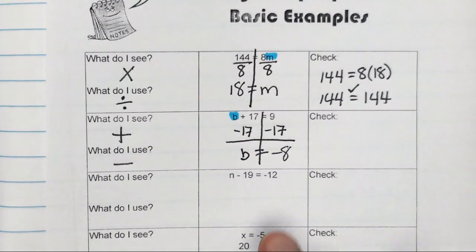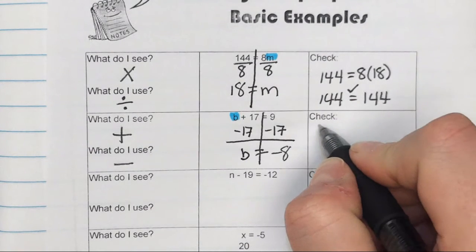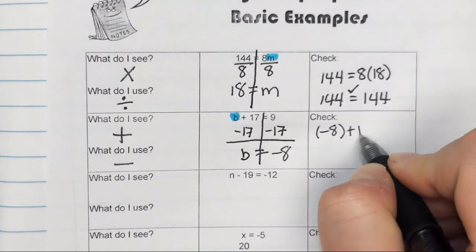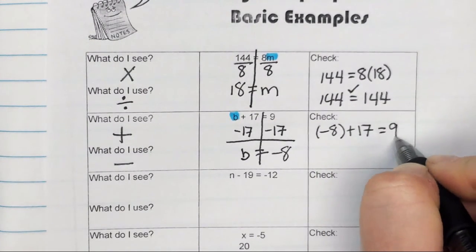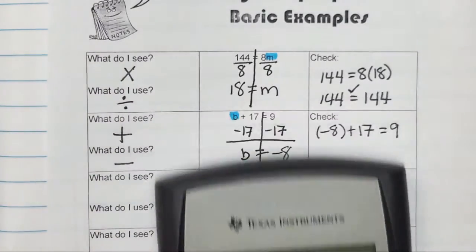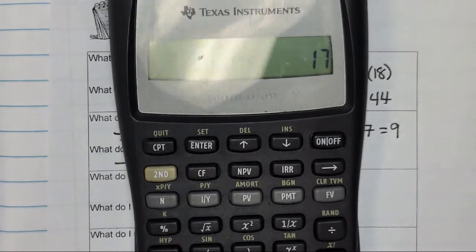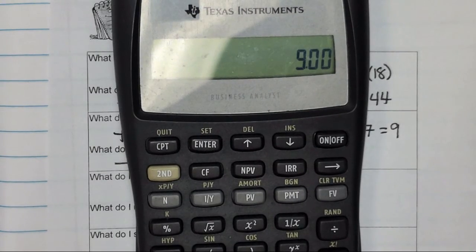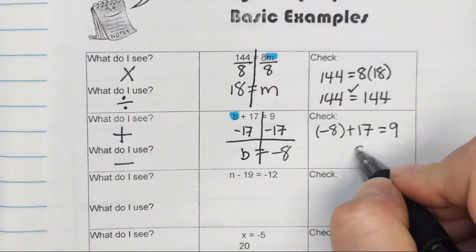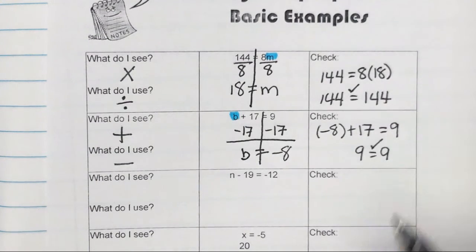To check, I'm plugging negative 8 back in for b. So I have negative 8 plus 17 equals 9. So I'm going to plug in negative 8 plus 17, and I get 9. So I end up with 9 equals 9, and it checks out.